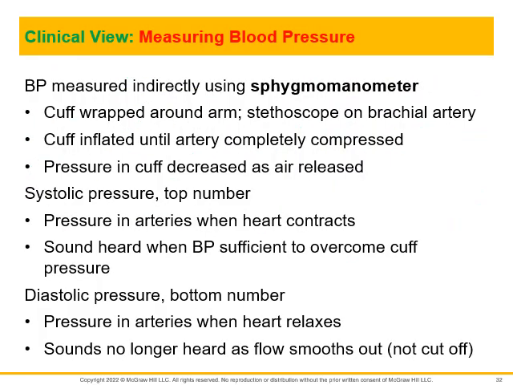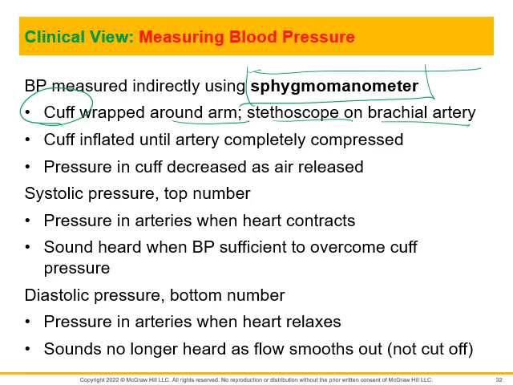In lab, we'll look at measuring blood pressure. A sphygmomanometer is the dial that's used on a manual blood pressure cuff. I know in lab we have both digital and manual. Basically, you're going to take the cuff, you're going to wrap it around the arm, you're going to put the stethoscope on the brachial artery. You're going to inflate, pump up the cuff until the artery is compressed. The pressure in the cuff is decreased.